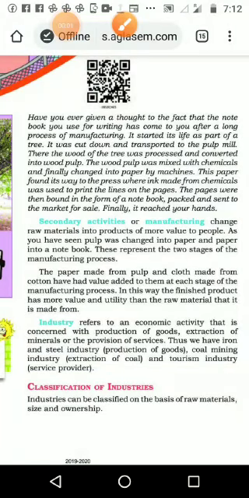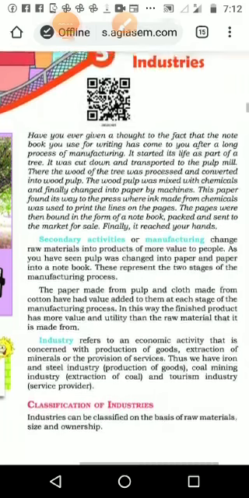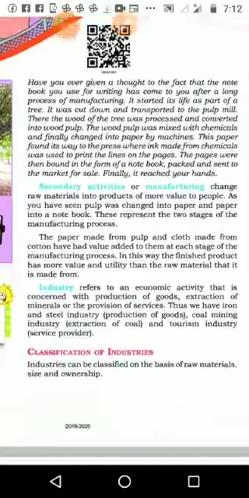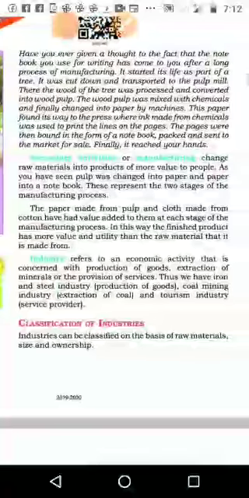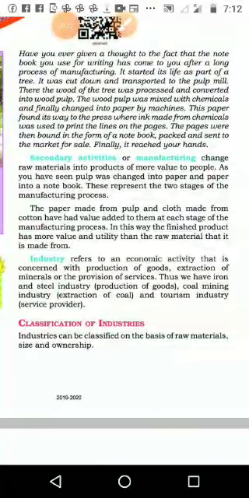Okay, we are going to start secondary activities or manufacturing. Secondary activities or manufacturing changes raw material into products of more value to people. Please underline what it means, secondary activity or manufacturing. In manufacturing, or the secondary activity, we are making changes in the raw material. By that, the raw material or the finished product is going to get maximum value or more value.